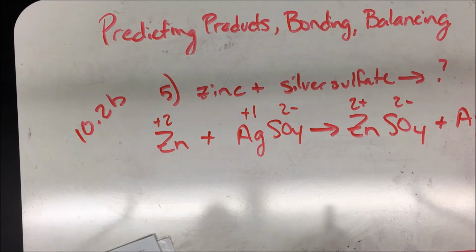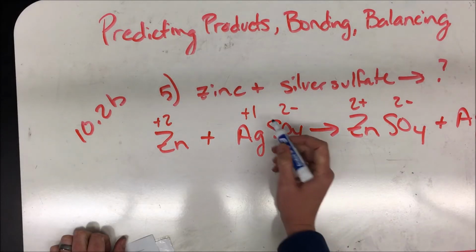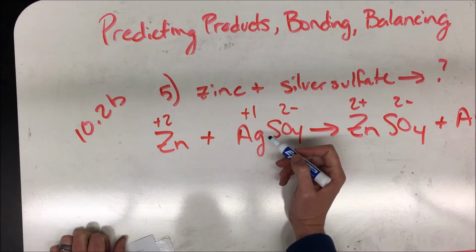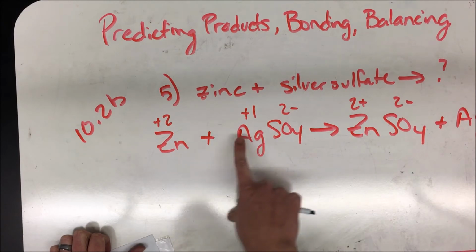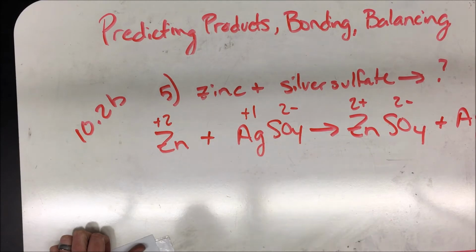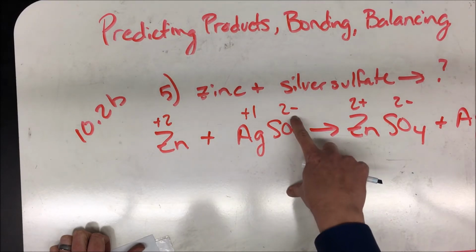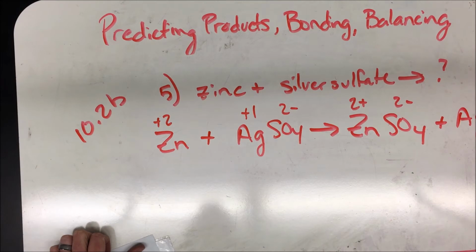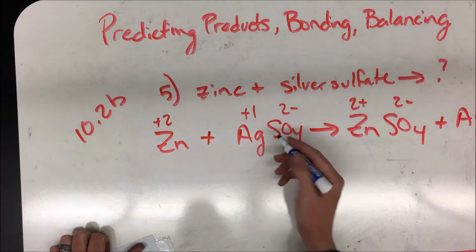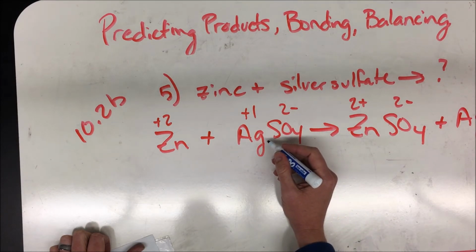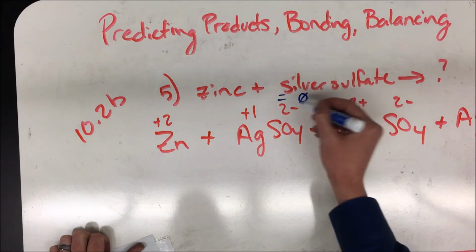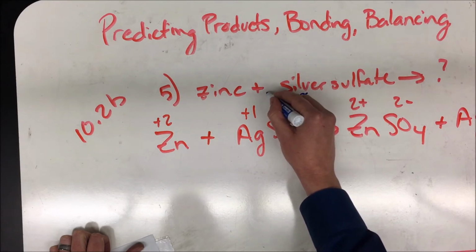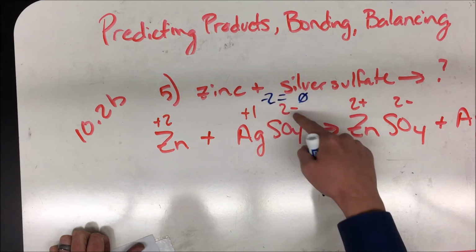And remember, when we're bonding something together, we're trying to get an overall net charge of 0. Well, because silver isn't bonded to anything, we don't have to worry about bonding it to anything. It's all by itself. However, we do have zinc and sulfate here. Sulfate carries a -2 charge, while silver carries a +1 charge. In order to get an overall charge of 0, I can't reduce this, but I can increase it. I have a -2 from here.